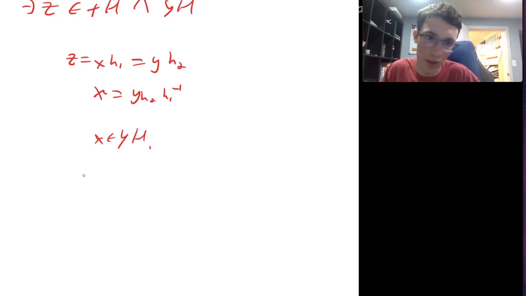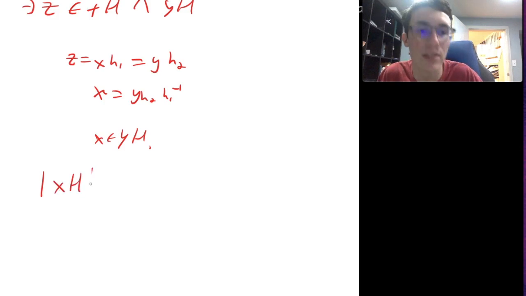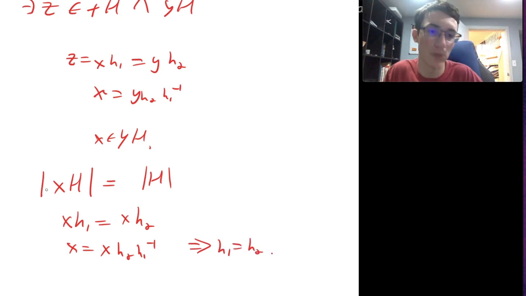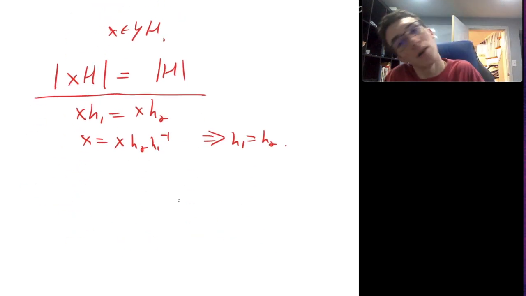There's one more thing you should know: if we look at any coset, the number of elements in it is just the number of elements in H. You might be concerned, what if xh1 equals xh2? Well, it turns out that this implies h1 equals h2, so there's no problem. So this is true.